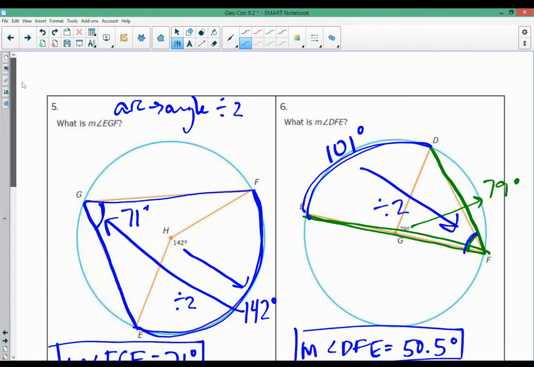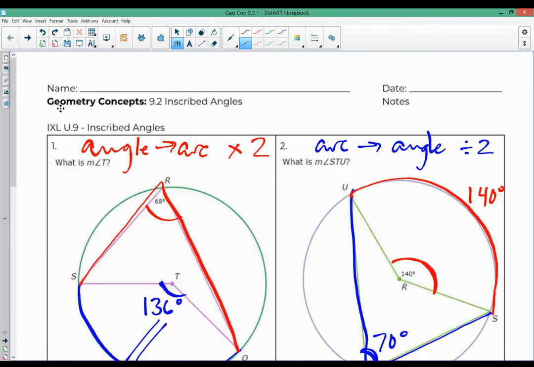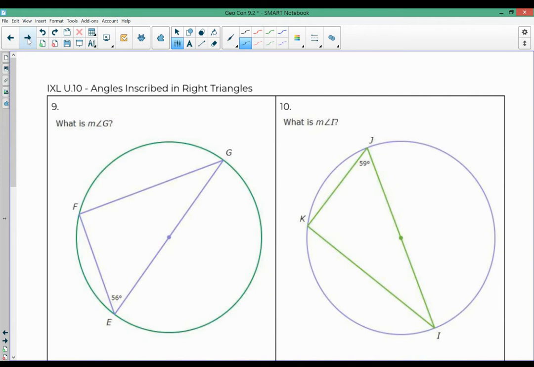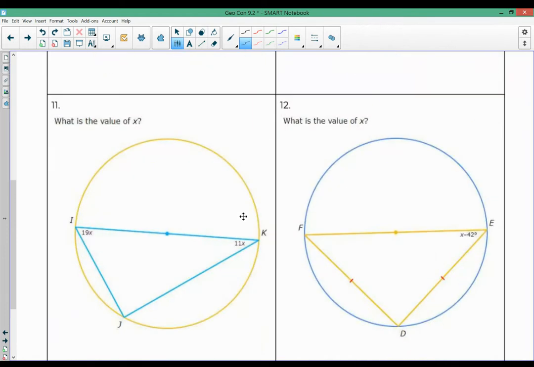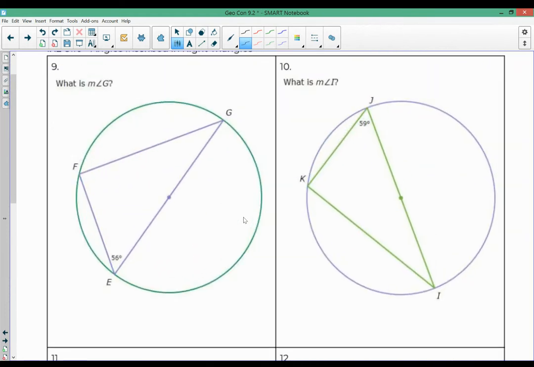All right, so you should be doing that IXL to an 80% or better. And that was U.9. So that should be 80% or greater. That's your first assignment for the week. And then your second assignment for the week is U10, angles inscribed in right triangles. We're only doing 4 with this one because there's only really 2 problem types, either with numbers or algebra, rather than the other one where there were more.